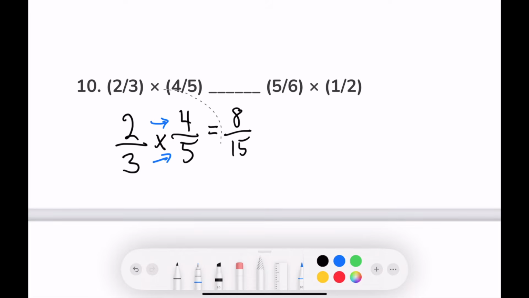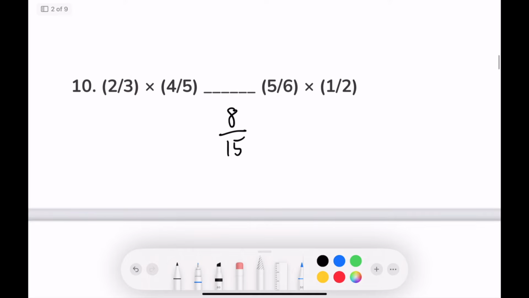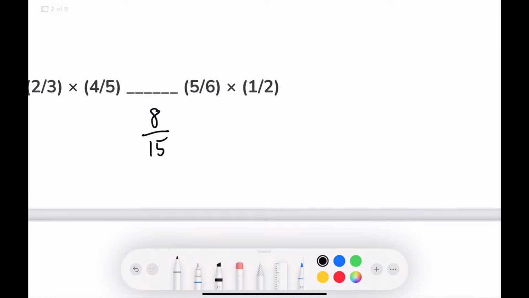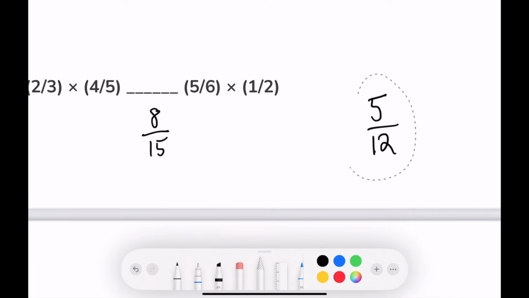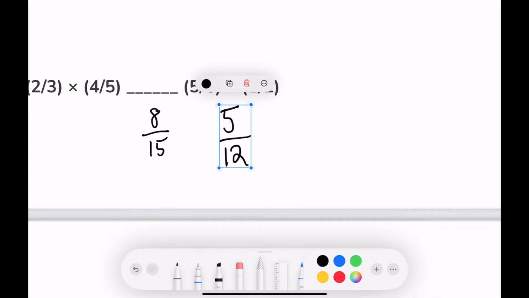Now I'm just going to delete it and move it and write it. 5 over 6 times 1 over 2. Again, just straight through. Multiplication. All right. 5 times 1 is 5. 6 times 2 is 12. Clean it up. All right. Now, I think we can actually even move this. I'm still getting used to it. Boom, look at that. Beautiful. All right. 8 over 12.